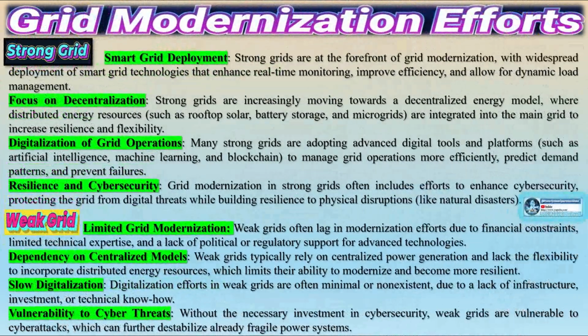Grid modernization in strong grids often includes efforts to enhance cybersecurity, protecting the grid from digital threats while building resilience to physical disruptions like natural disasters. Weak grids often lag in modernization efforts due to financial constraints, limited technical expertise, and a lack of political or regulatory support for advanced technologies. Weak grids typically rely on centralized power generation and lack the flexibility to incorporate distributed energy resources, which limits their ability to modernize and become more resilient.